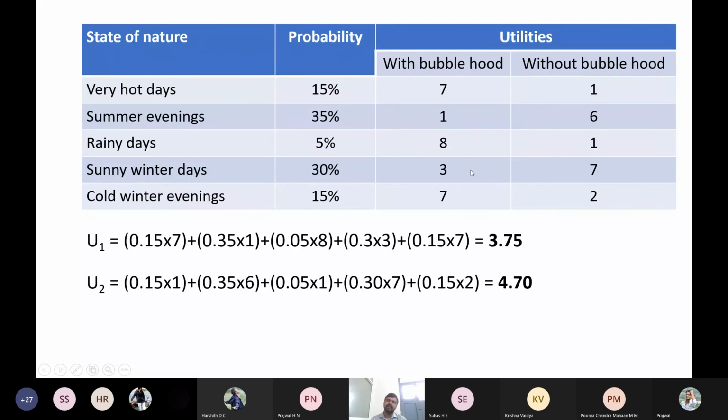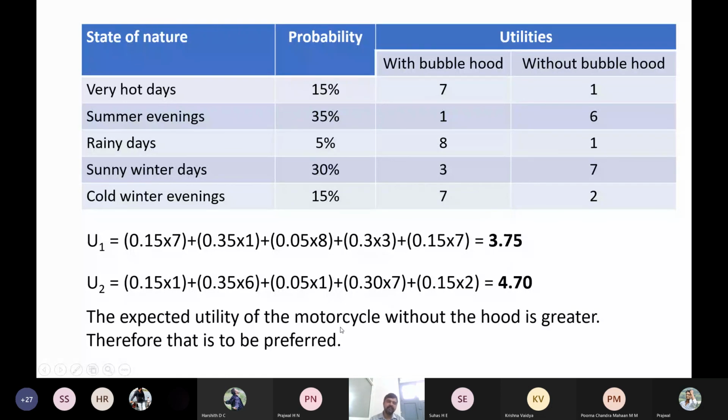That means if you provide a protective layer, that will be underutilized compared to not having this bubble wood, which has more utility. Even if you attach a protective layer, there isn't much requirement for it. You can observe that by finding these utility numbers. The expected utility of the motorcycle without the bubble wood is greater, therefore that is to be preferred.